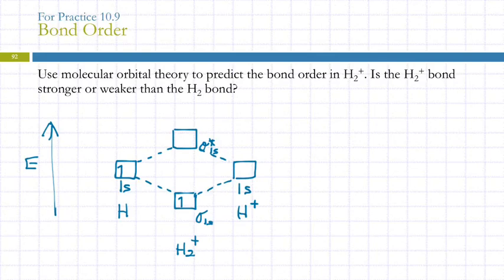Okay, so there's our diagram. We're supposed to use this to predict the bond order. So bond order is the number of electrons in bonding orbitals. How many electrons are in the bonding orbital? 1. And we're going to subtract the number of electrons in antibonding orbitals, which would be 0. And we're going to divide by 2. And so this has a bond order of 1/2.